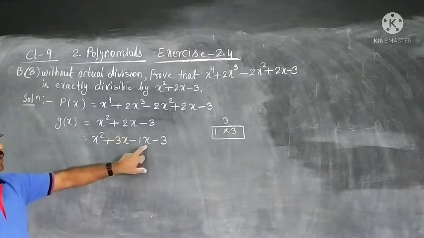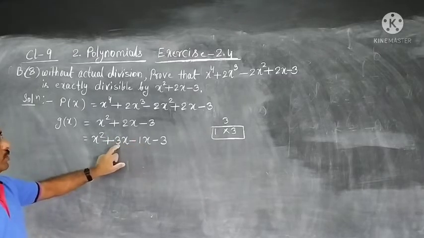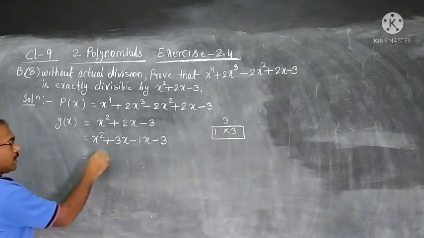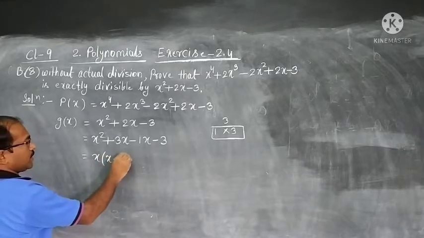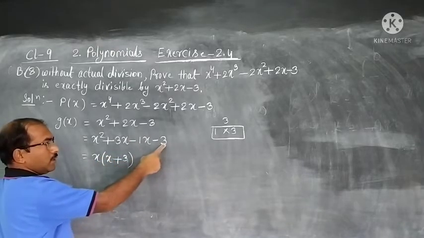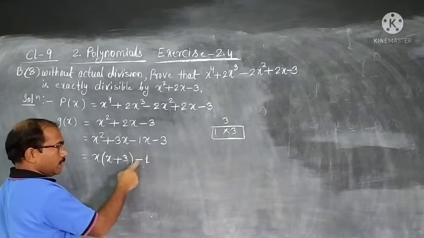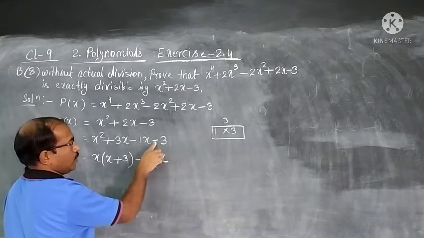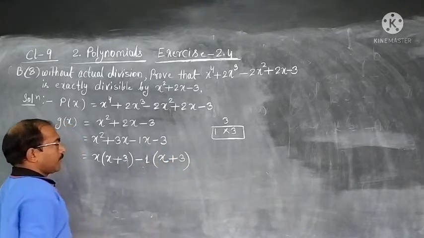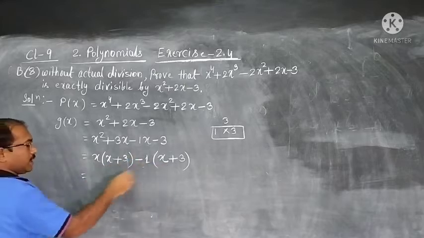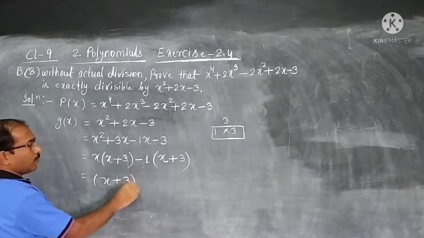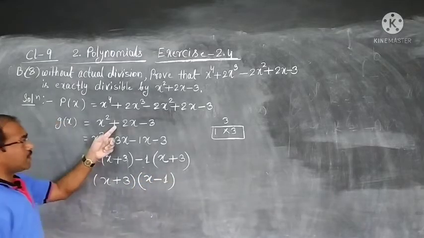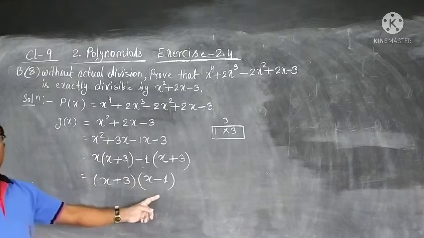Splitting is done: 3x − 1x. From where did these come? From those factors. Let us take x common from the first two terms: x(x + 3). From the last two, we take common −1, and when this minus comes, the next sign will change, so it becomes −1(x + 3). And what do we get here? x + 3 is common, and remaining is x − 1. So, this trinomial is the product of these two binomials.